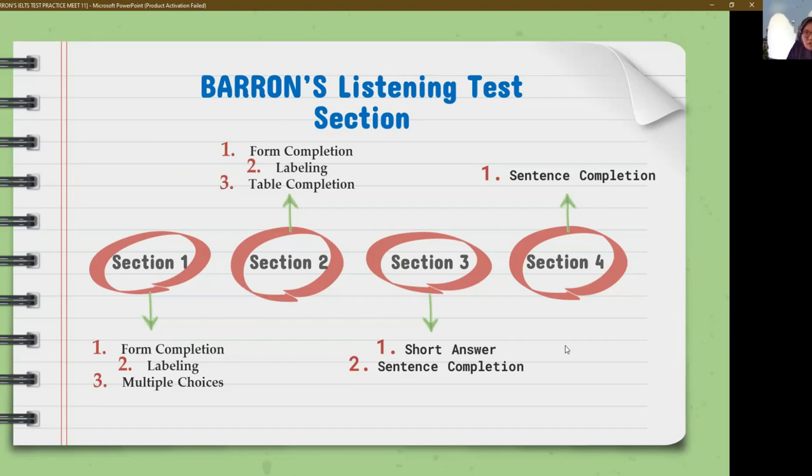Okay, and then section 3. Section 3 consists of two types of tests. The first type is short answer, and then the second is sentence completion. You have to complete the sentences related to the audio. And then the last section, just one type. One type of test on section 4, only sentence completion. You need to complete the sentences with 1, 2, or 3 words, not more than 3 words.